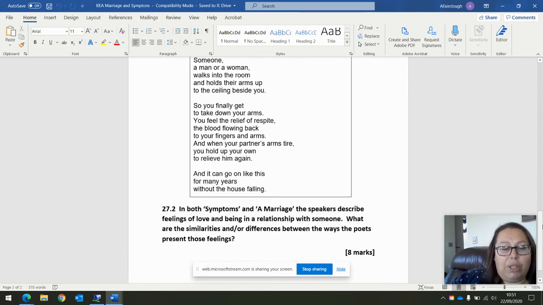So this is 27.2. This is where you're going to be comparing the first poem to the second poem. Now, lots of students mistakenly think that you would have to spend more time on this question because there's a second poem. So you think, well, it's probably going to take a little bit longer. No. You have to understand that this is only worth 8 marks. 27.1 is worth 24 marks. You have to spend about 35 minutes on 27.1.